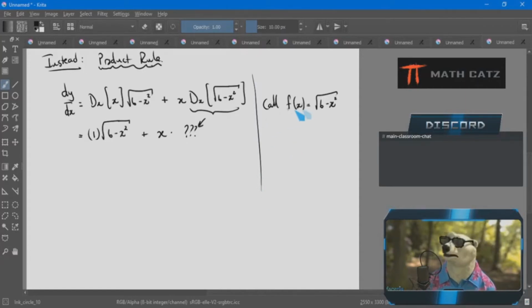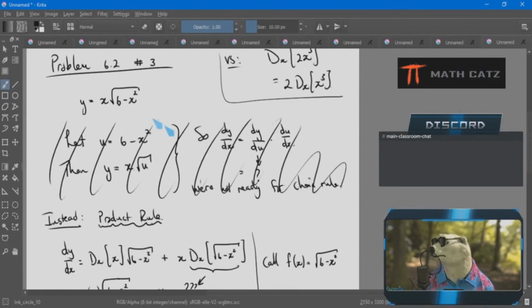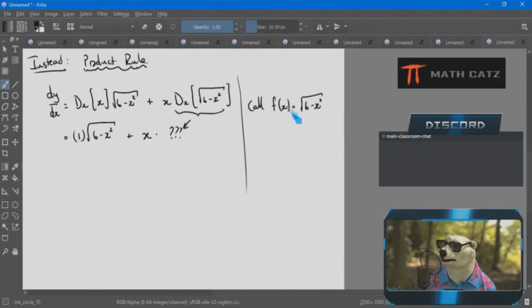That means I need to rename just this portion. It's not the original function. I can't call it y. Right? y was x times the root. I'm just interested in the root. So I call it something else. Call it whatever you want. Don't call it y. Then, I'm going to say my inside function is 6 minus x squared.